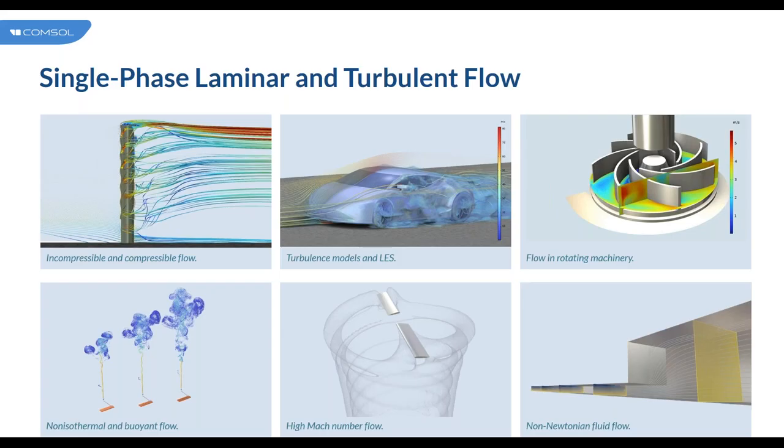We can model flow of various compressibility. Turbulence can be modeled with either RANS or LES. We can combine moving and stationary frames, such as in rotating machinery applications. Non-isothermal effects must be included for compressible flow, but we can also use the Boussinesq approximation to model buoyancy effects in incompressible flow. And there are also dedicated interfaces for high Mach number flow and for non-Newtonian fluids.